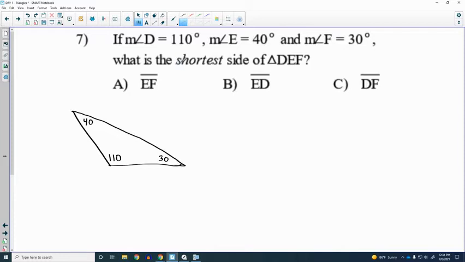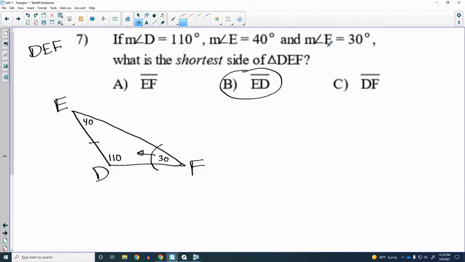And they're asking me for the shortest side. Well, the 110 is angle D. My 40-degree angle was E, and my 30-degree was F. Well, clearly, angle F is my smallest angle. So I'm going to put my bow and shoot my arrow across, and it's going to hit this side right here. That means side ED has to be my shortest side. Remember, I could also use the same trick. The name of this triangle is DEF.